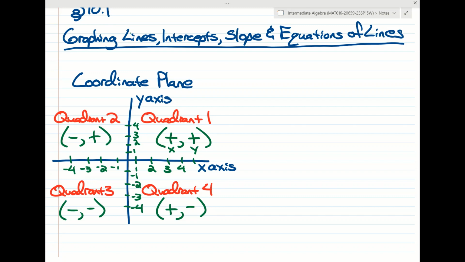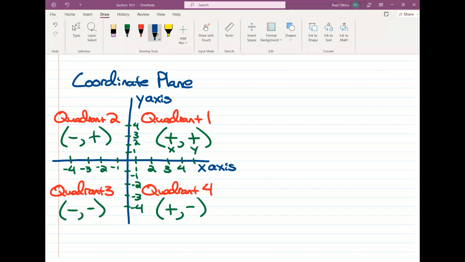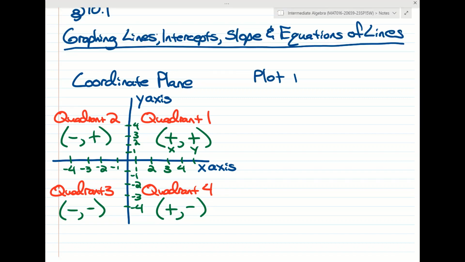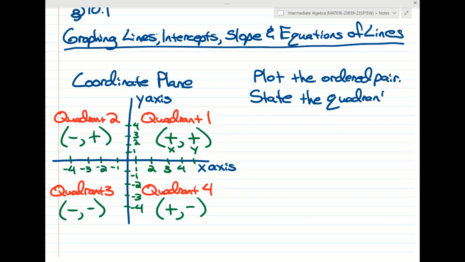All right, so what we're going to do to just practice this is we're going to plot the ordered pair, and then we're going to state the quadrant or axis. Okay. And these will be our examples.